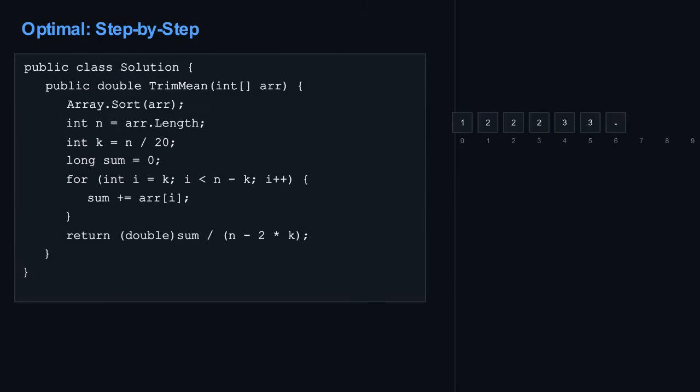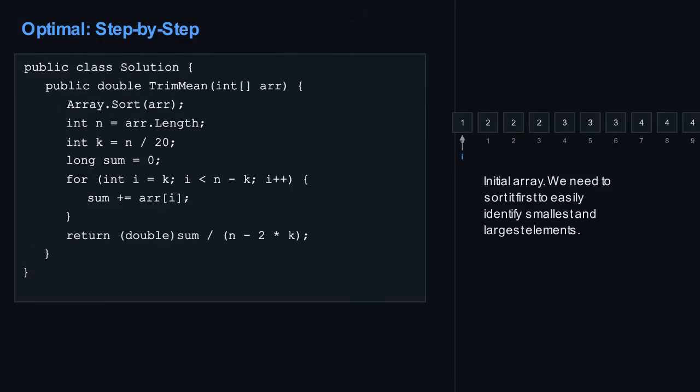Let's trace this with an example. Suppose our array has 20 elements. First, we sort it. Now the smallest values are at the front, largest at the end. Since 5% of 20 is 1, k equals 1. This means we remove one element from the start and one from the end. So we'll exclude the element at index 0 and the element at index 19.